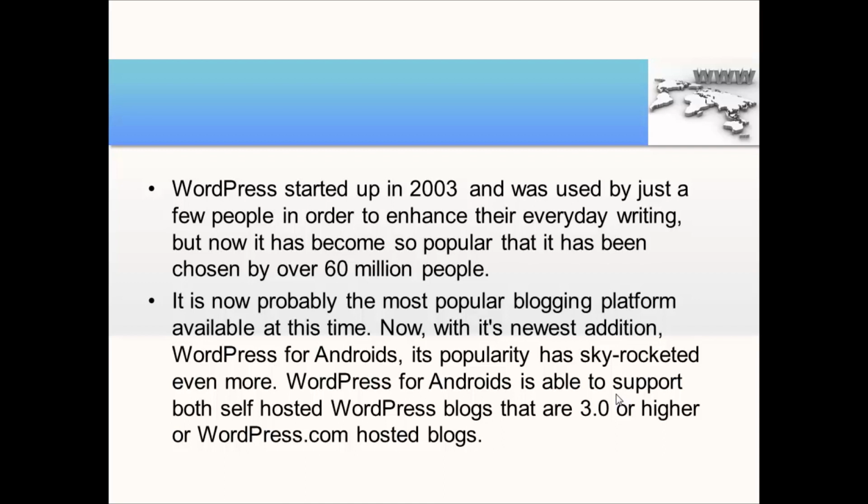WordPress started up in 2003 and was used by just a few people in order to enhance their everyday writing, but now it has become so popular that it has been chosen by over 60 million people. It is now probably the most popular blogging platform available at this time. Now, with its newest edition, WordPress for Androids, its popularity has skyrocketed even more. WordPress for Androids is able to support both self-hosted WordPress blogs that are 3.0 or higher, or WordPress.com hosted blogs.